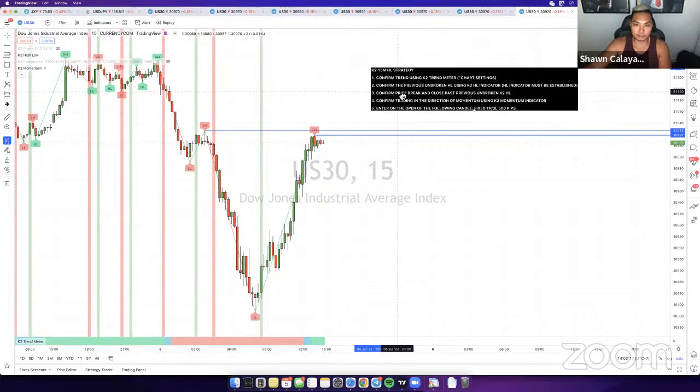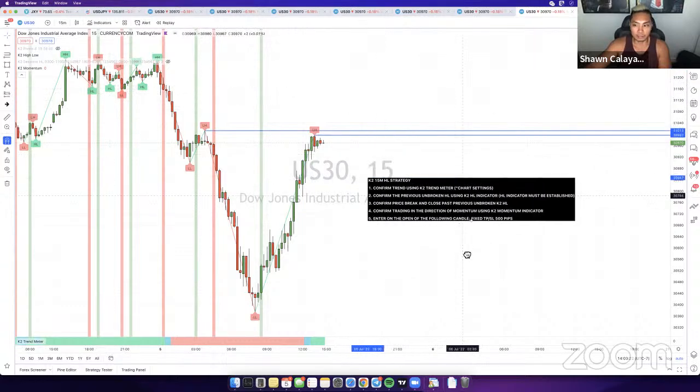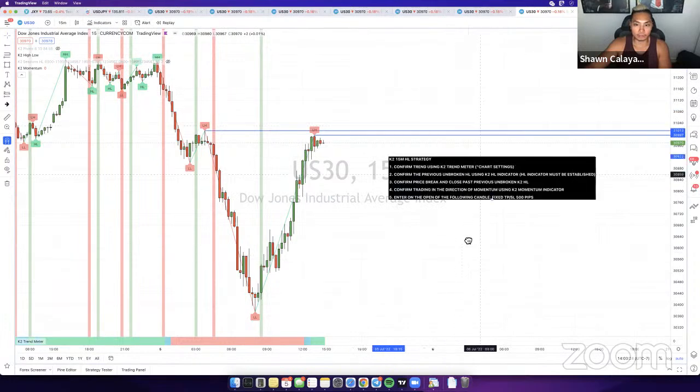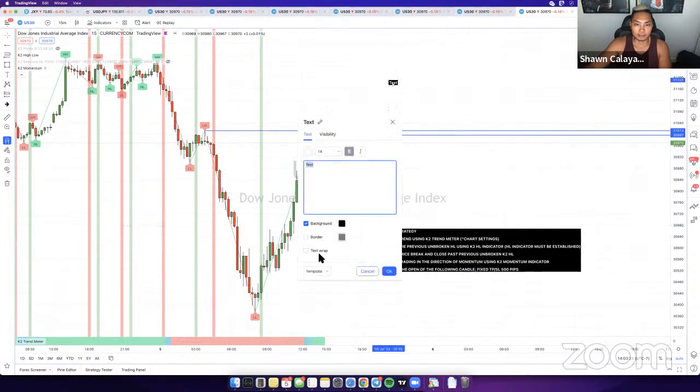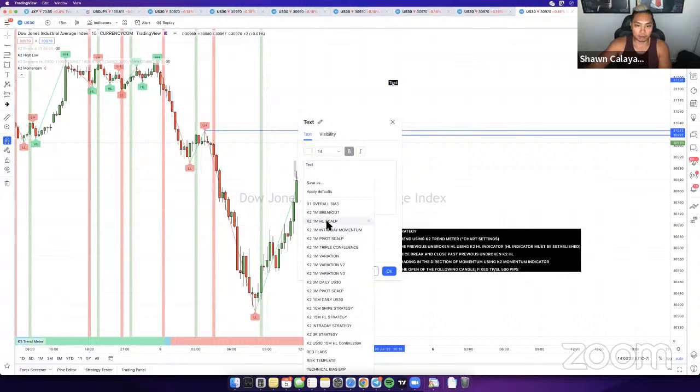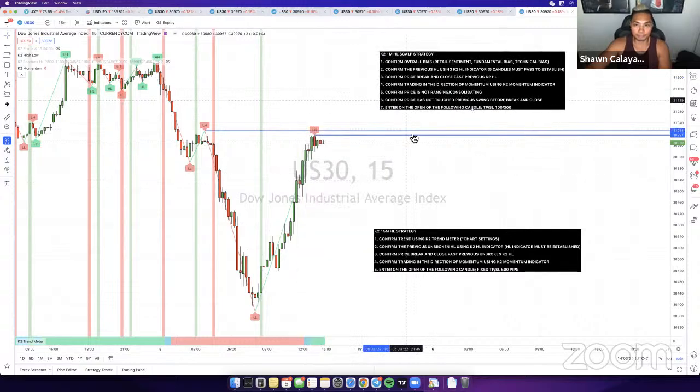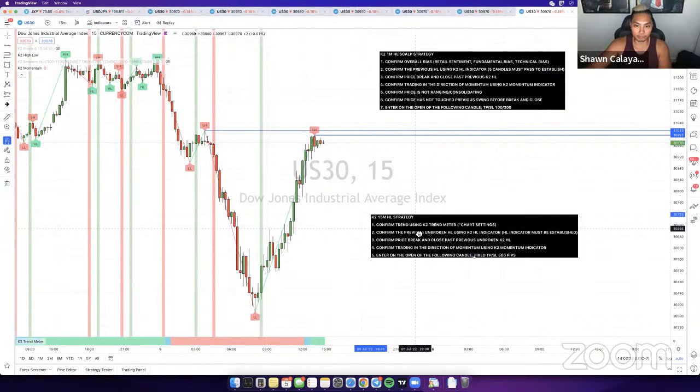So it's a tweaked version of the high-low scalp. This is basically the high-low on the 15-minute, and this is the high-low on the 1 minute. It's pretty much the same requirements. The only difference is you don't have to confirm the overall bias. We're just using the trend meter. It's just very simplified. It's pretty much the same thing.